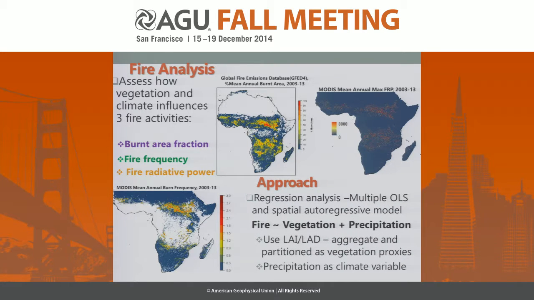For our approach, we are using regression analysis, where we tried to do multiple linear regression and a spatial autoregressive model. Then we say that fire is our dependent variable, and vegetation and precipitation are our explanatory variables. We therefore use leaf area index and LAD as our vegetation proxies, then precipitation as our climate variable.